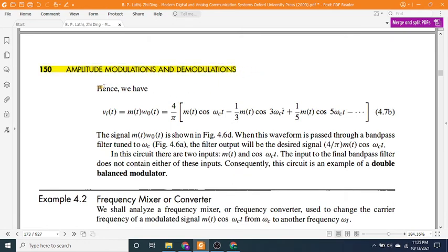Hence we have v_i(t) = m(t)w(t) = (4/π)(m(t) cos ω_c t − (1/3) m(t) cos 3ω_c t + (1/5) m(t) cos 5ω_c t − ...), Eq. 4.7b.